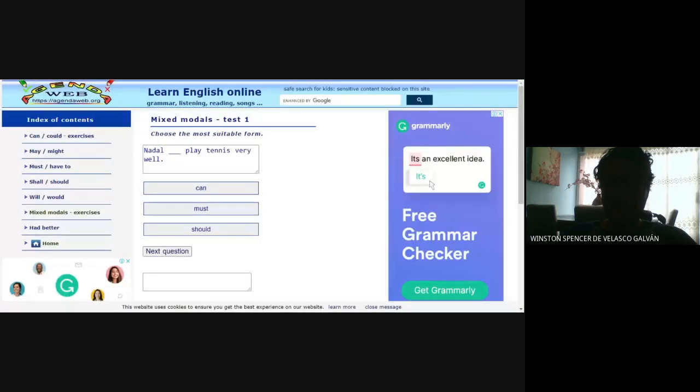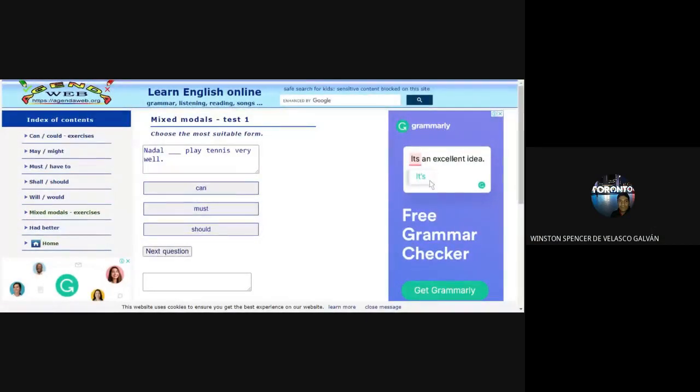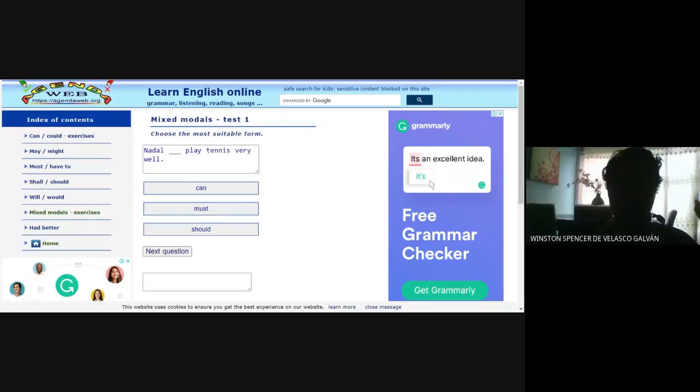That's the way. And look at this. I got a test for you. Look at this. Mixed modal verbs, test 1. Choose the most suitable form. Okay. When I say your name, you will have to answer me with the correct answer. Yes? And the first one is going to be you, Jonathan. Nadal, space, play tennis very well. Can, must, or should?